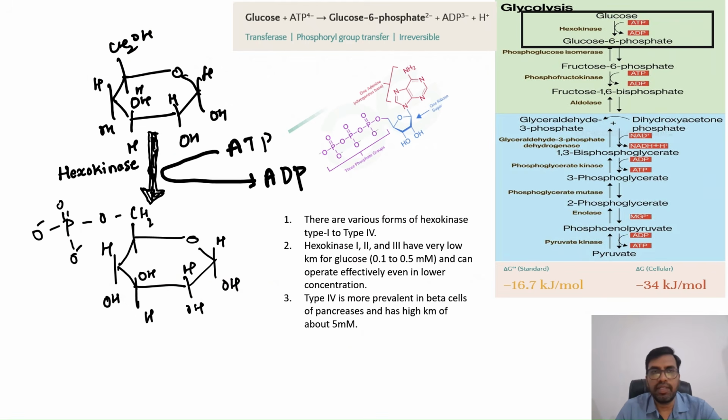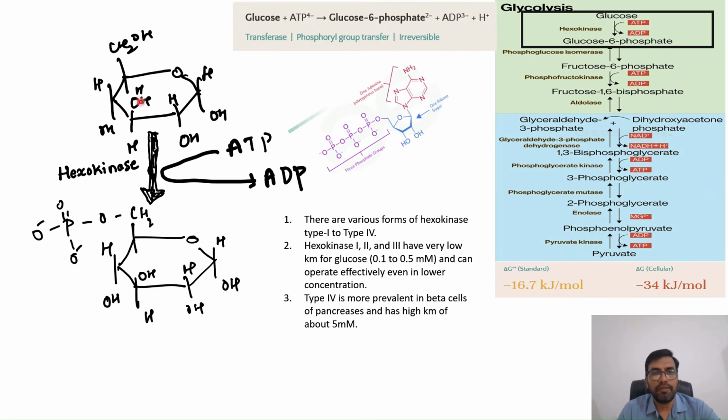Now, the first reaction is the conversion of glucose into glucose 6-phosphate. This reaction is catalyzed by an enzyme called hexokinase. Kinases are the enzymes responsible for the transfer of a phosphate group from ATP to target molecules. In this case, hexokinase takes a phosphate group and adds it to carbon number 6 of the glucose.